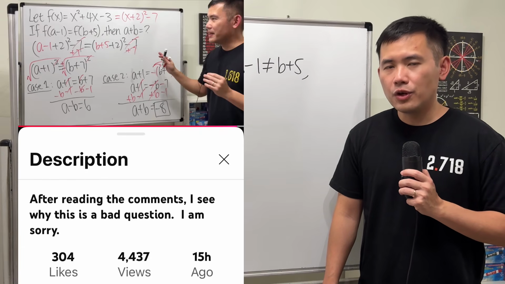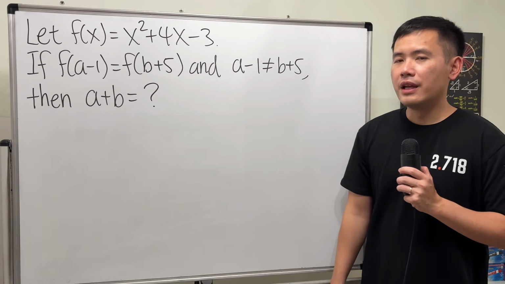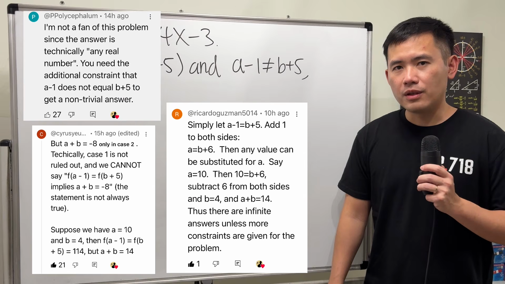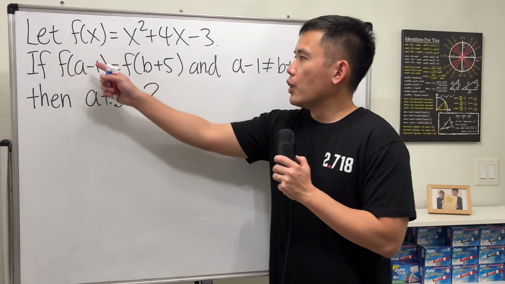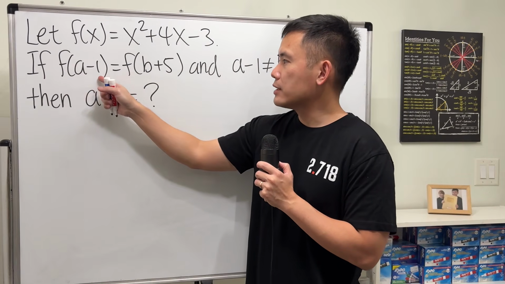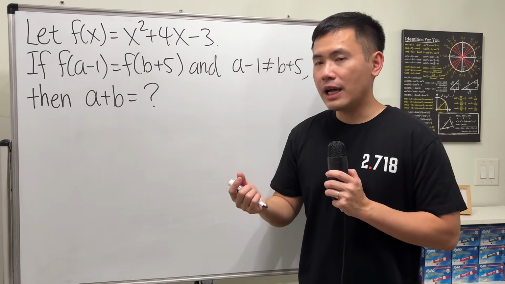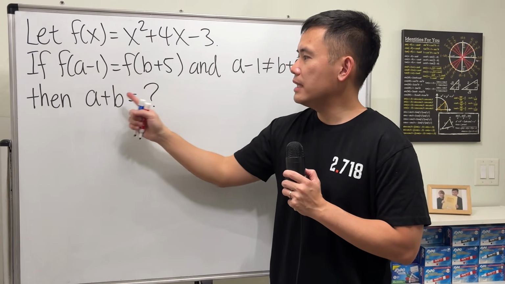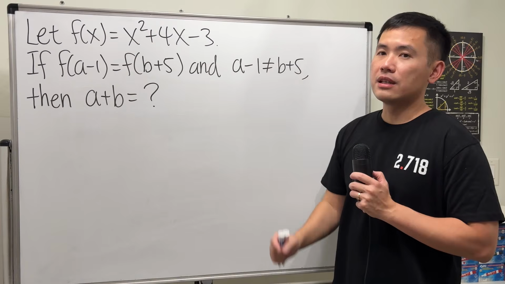I want to start this video by apologizing about my previous video on this question that actually had a mistake, and I want to thank all the viewers who pointed it out to me. So here's the question. We have the quadratic function, and suppose we have f of a minus 1 is equal to f of b plus 5, and last time I only asked you guys if this happens and we would like to know what a plus b is. I didn't give you guys this condition.